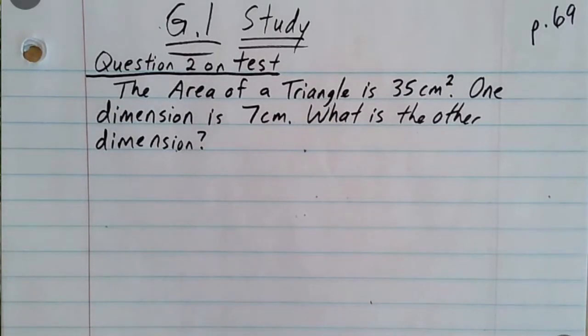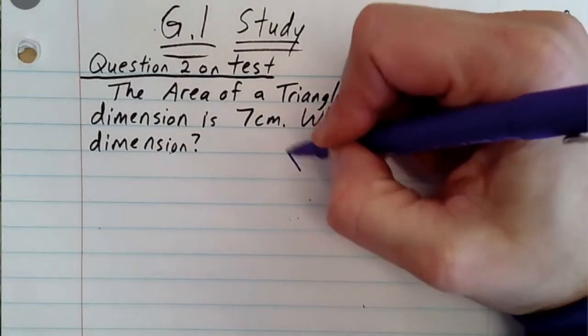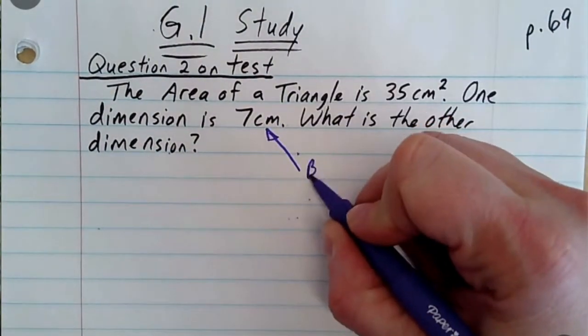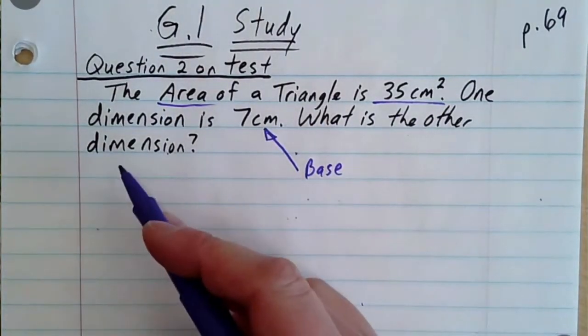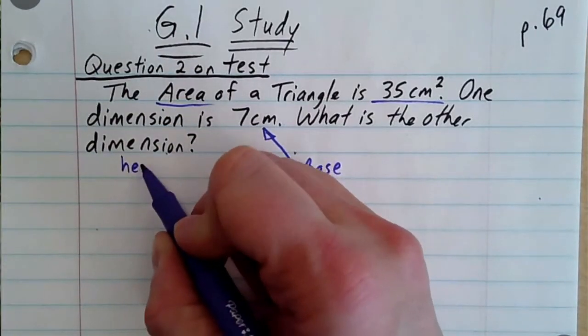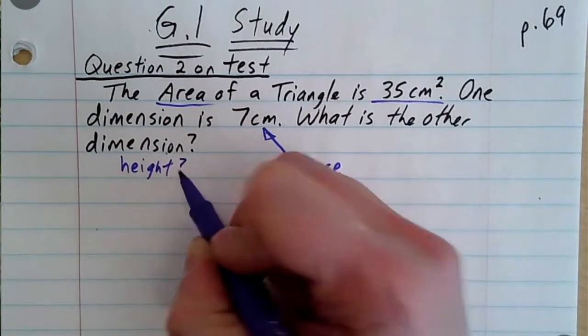So when we think about a triangle, our dimensions are normally base times height, and then dividing it by 2 to get the area. So one dimension is 7, this is like saying this could be your base. And then they already gave you the area. They're saying it's 35. So the other dimension that we're looking for would be the height. So how do I solve this?